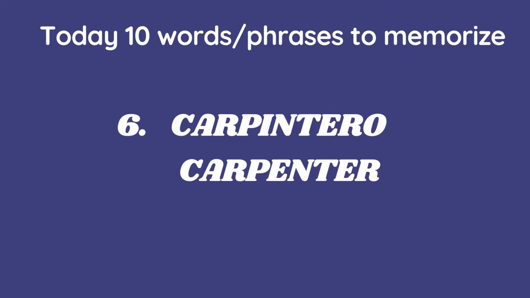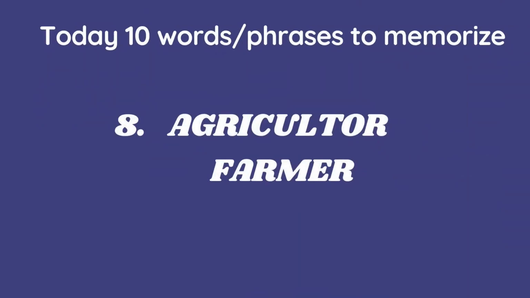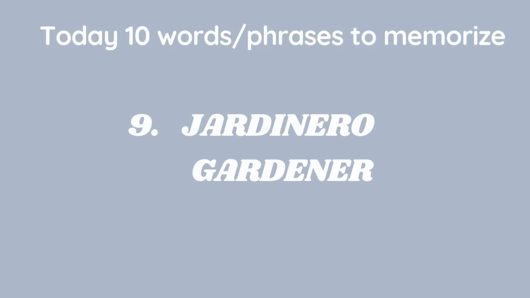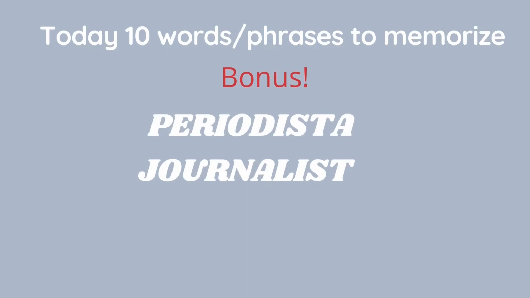The number seven, diseñador, designer. The number 8, agricultor, farmer. The number 9, jardinero, gardener. The number 10, ingeniero, engineer. And the bonus today is periodista, journalist.